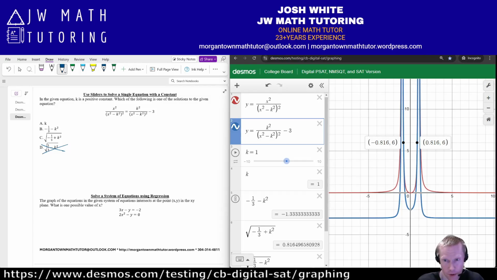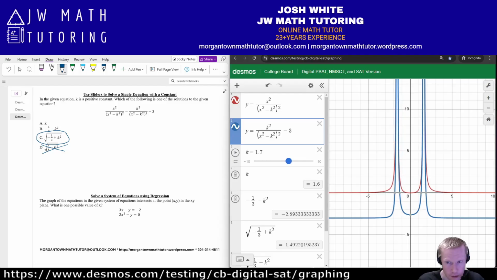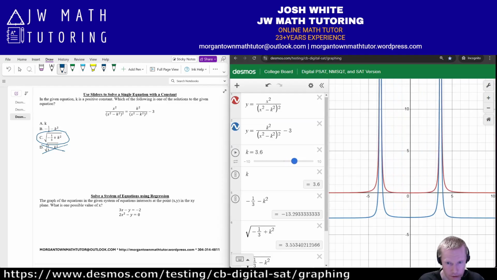So we have positive 0.816 and negative 0.816. So which of these is equal to that? Well, it looks like letter C right here, 0.81649, and so on. So the correct answer to this is going to be letter C. And again, we can move the slider to some different value. Let's move it way out here.